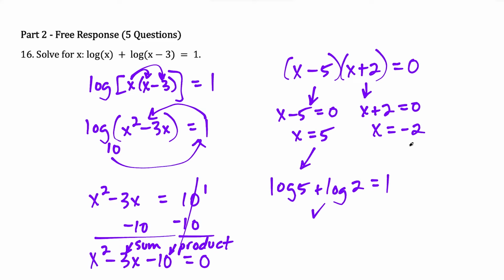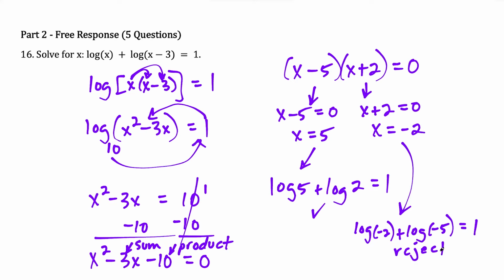And now if I were to plug in x equals -2, I get log of -2 plus log of -2 minus 3, which is -5, equals 1. But right away, we have to reject this. This is not valid because we cannot have log of a negative. The inside of a log has to be positive. So this one here is no good. We have to reject this solution, so we could cross this one out and say that x equals 5 is our only solution.